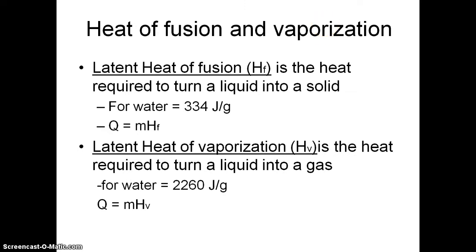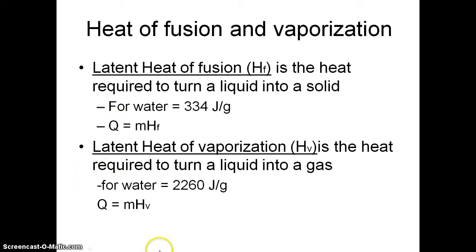So let's talk about the energy required when melting or vaporizing something. Latent heat of fusion is the heat required to turn a solid into a liquid. It can be expressed mathematically with Q, where Q, the heat, equals the mass times the heat of fusion. For water, the heat of fusion is 334 joules per gram. So the bigger the mass, the more energy it'll take to melt that water.